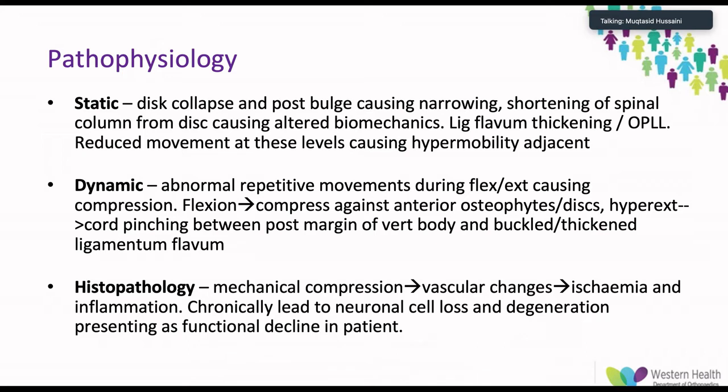We also have dynamic factors, so abnormal repetitive movements during flexion and extension cause compression. So for instance, in flexion, compression against the anterior osteophytes and discs occurs, whereas with hyperextension, the cord can get pinched between the posterior margin of the vertebral body and the buckled or thickened ligamentum flavum. And under the microscope, this process of mechanical compression causes vascular changes, leading to ischemia and inflammation. Over time, this leads to neuronal cell loss and degeneration, which we see as functional decline in the patient.